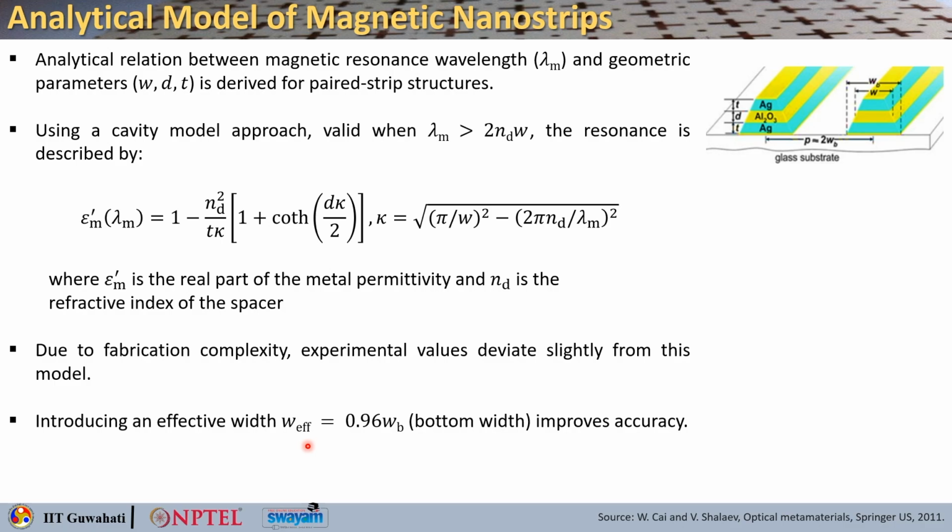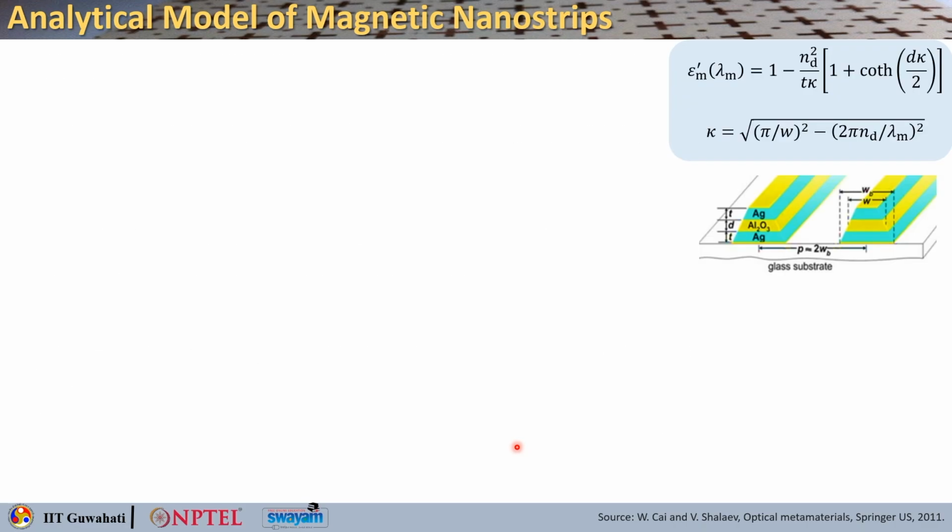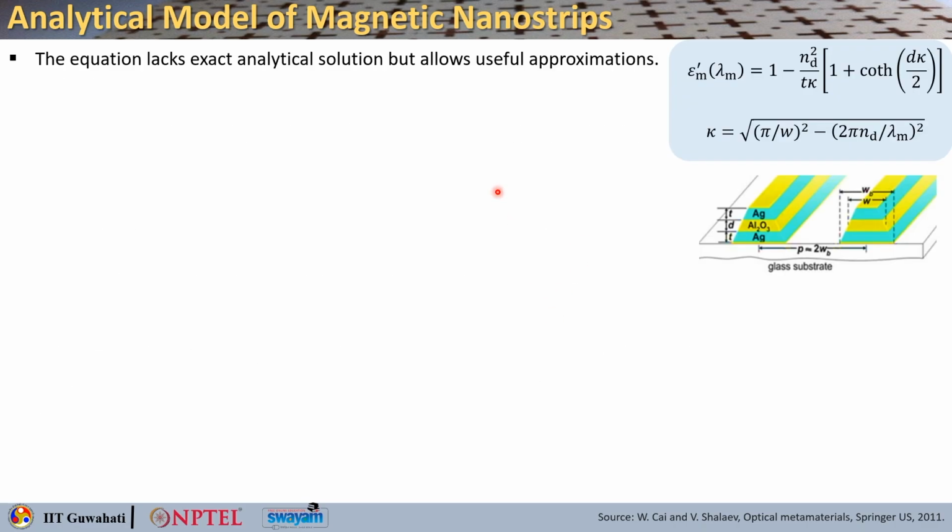Okay. So, for the range of parameters which are used in the experiments, calculation shows that W effective is typically slightly smaller than the bottom width of the strip. So, you can consider W effective to be 0.96 times WB, and that improves the accuracy between the simulation and the experimental results. Now, the equation basically lacks an analytical solution, but it gives useful approximations in some cases, right.